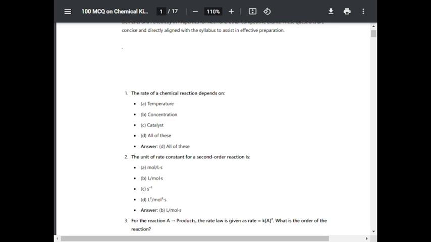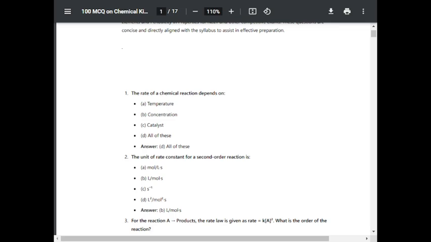Question number 1. The rate of chemical reaction depends upon: option A temperature, option B concentration, option C catalyst, option D all the above. The rate of chemical reaction depends upon temperature, yes, concentration, yes, catalyst, yes. So all are correct, hence option D is the correct option.